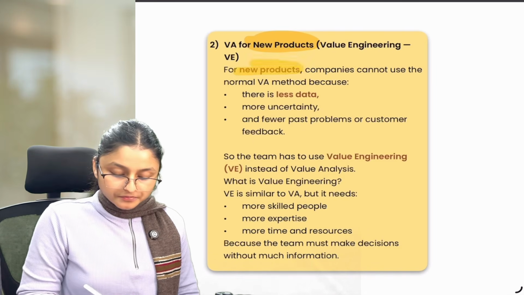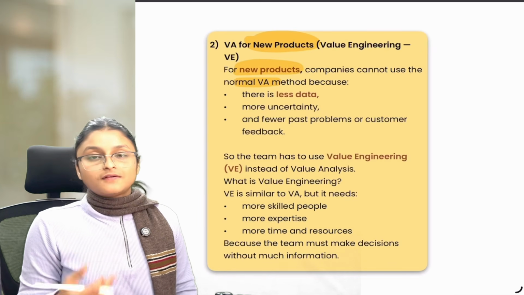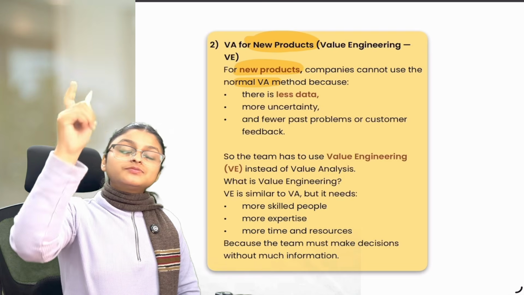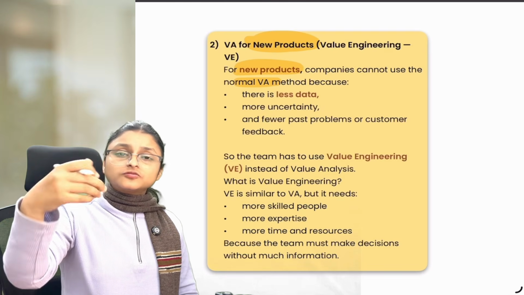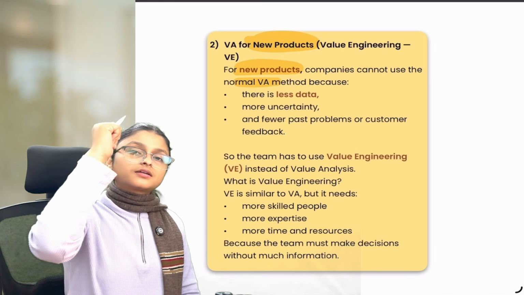For new products, companies don't use value analysis or the normal value analysis method. Why? Because in value analysis, we already understood that we need a lot of data, feedback, problems. We should already know that.